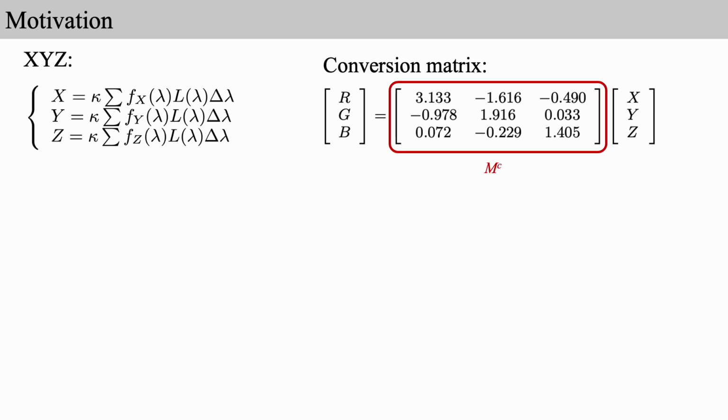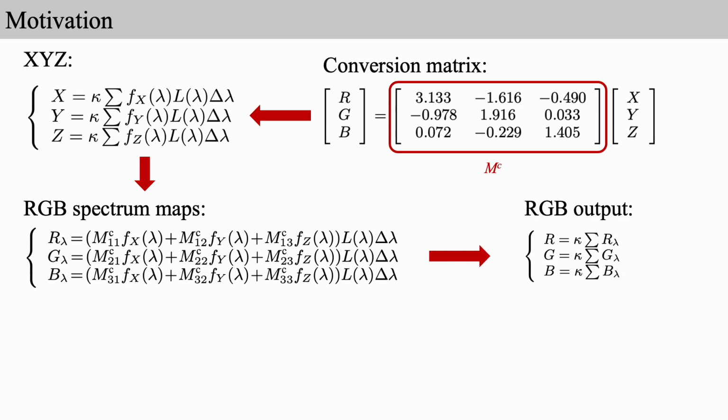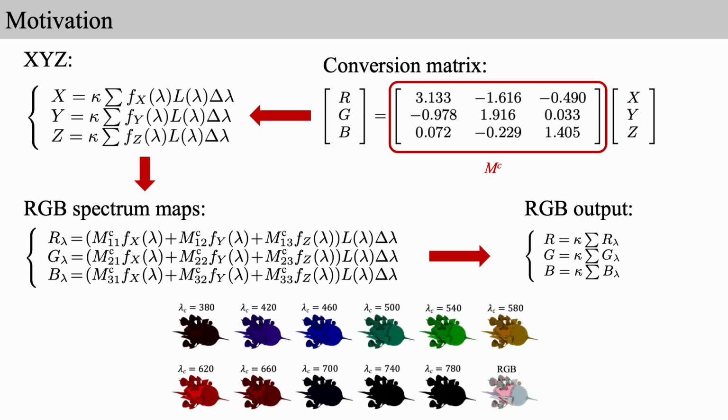Specifically, we embed the conversion matrix into the equation to calculate the CIE-XYZ values, and obtain a variant equation to generate the RGB spectrum maps. Then, we calculate the variant equation in the form of summation to obtain the final RGB image of white illumination. Here is an example that includes 11 RGB spectrum maps and 1 RGB image rendered with our hypothesis.